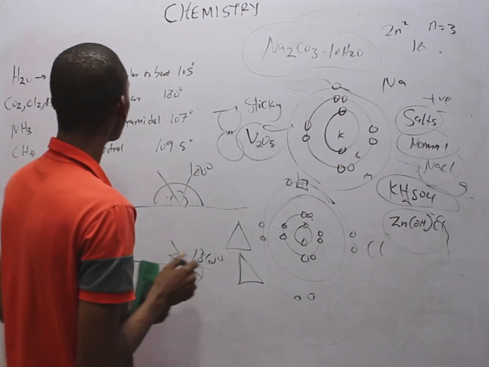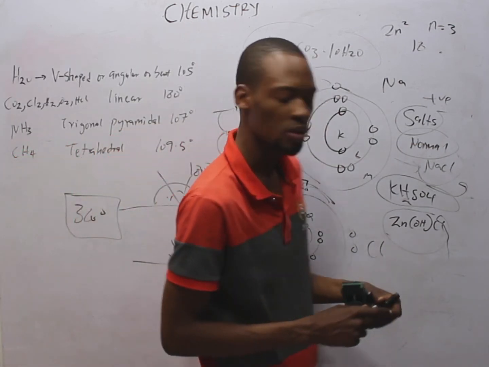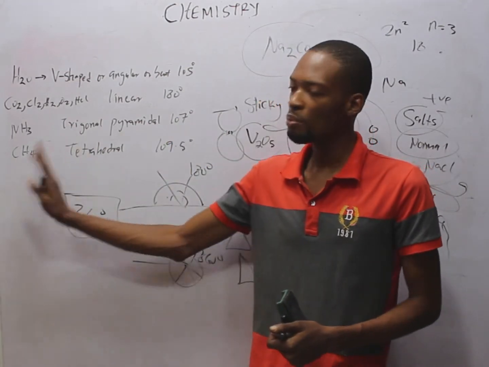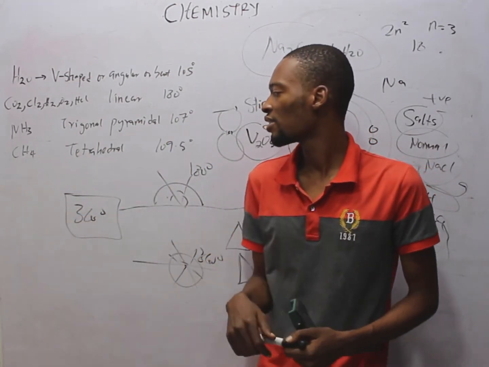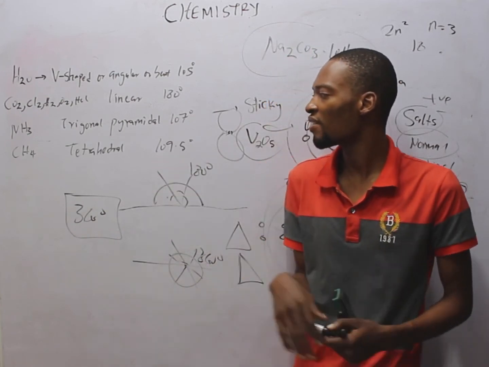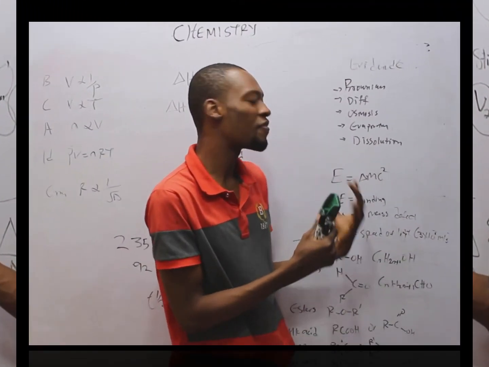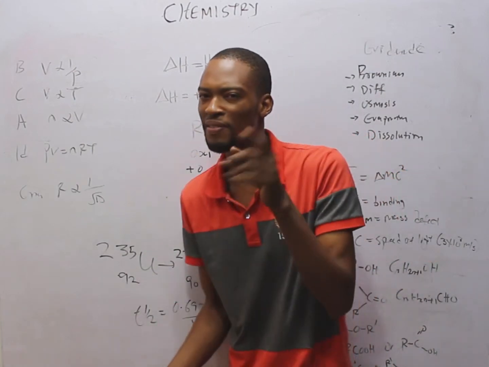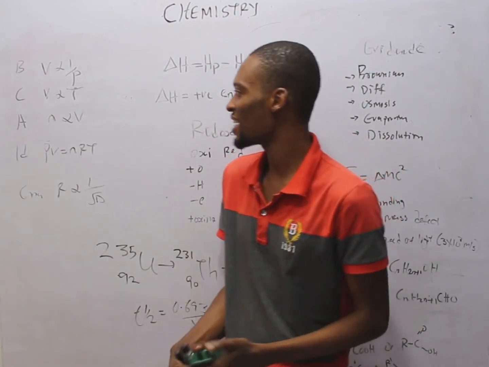Ammonia is a trigonal pyramidal molecule, and the bond angle is 107 degrees. Methane is tetrahedral, and it has 109.5 degrees. So let's quickly go through this, and it will be the end of part 1 of chemistry key points with Flash Isaac.